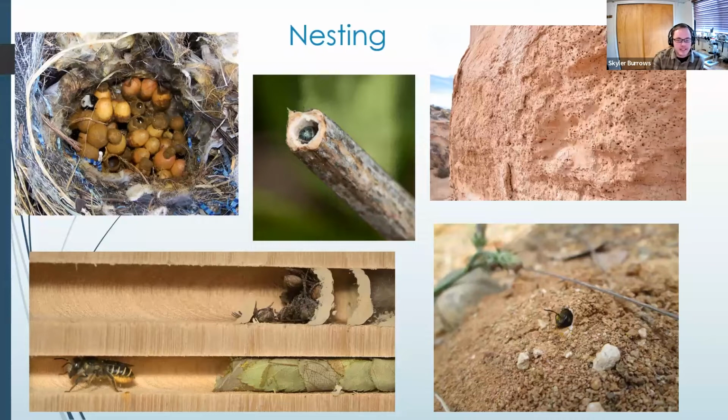When you're looking at nesting, this is a bumblebee colony. So you can see that there's a lot of different eggs here being raised simultaneously together. There's usually a number of females helping take care of that.